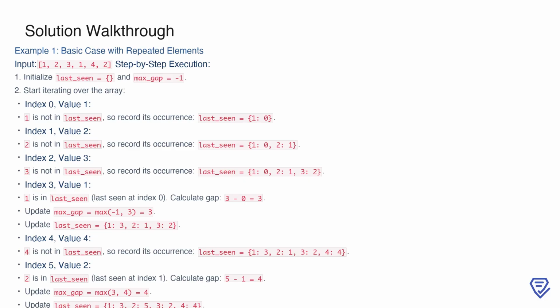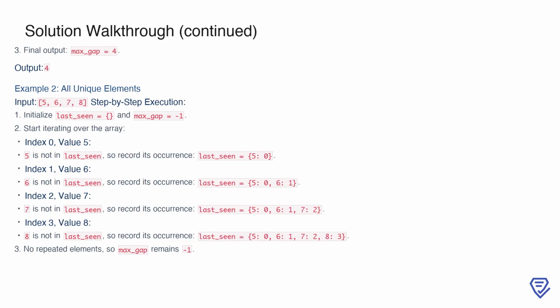Finally, at index 5, the value 2 reappears, last seen at index 1. The gap here is 5 - 1 equals 4, which becomes the new max_gap, as it is larger than the previous value of 3. By the end of the iteration, our max_gap is 4, and last_seen contains the most recent indices of all elements. At this point, we conclude the first example with a final output of max_gap equals 4.